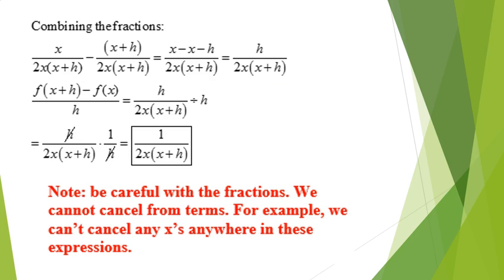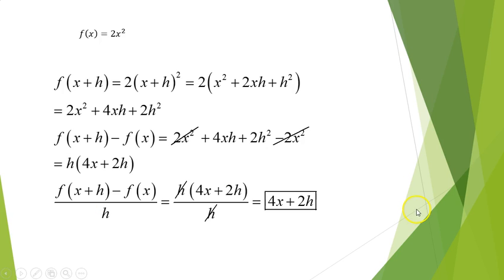That's our numerator. Now, our difference quotient is that divided by h. Let's divide by h by multiplying times the reciprocal. And that h then will cancel with this h, leaving this expression. Be careful with fractions. We can't cancel from terms. For example, none of the x's anywhere here are going to cancel because they're not factors of both the numerator and the denominator. Be very careful about that.